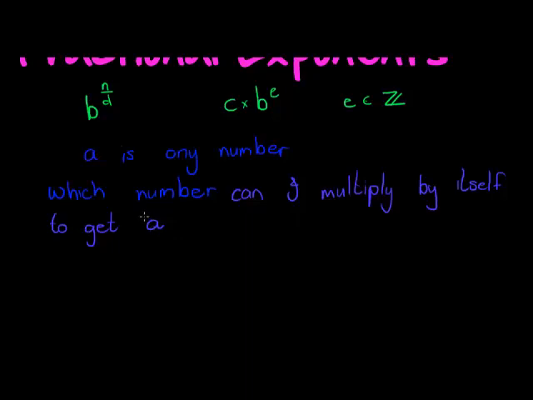Let me write it in inverted commas. It would make sense if, let's say, a is equal to 4. Then what number can I multiply by itself to get 4? The answer would be 2, because 2 times 2 equals 4. Or another way of asking the question is, what number can I square to get 4? Well, 2 squared is equal to 4. So the number I can square is 2.